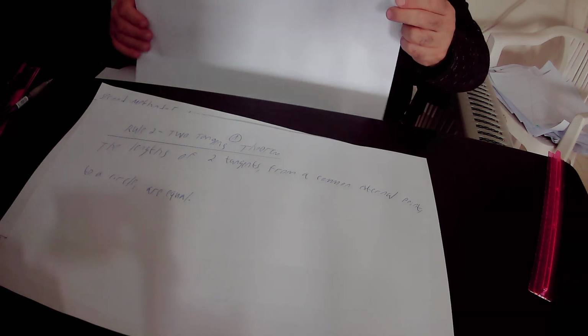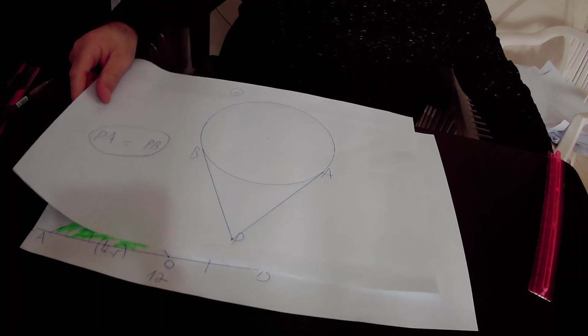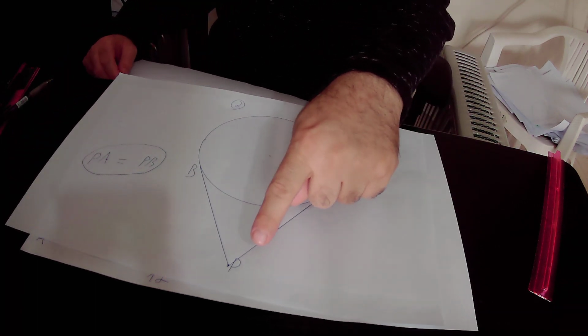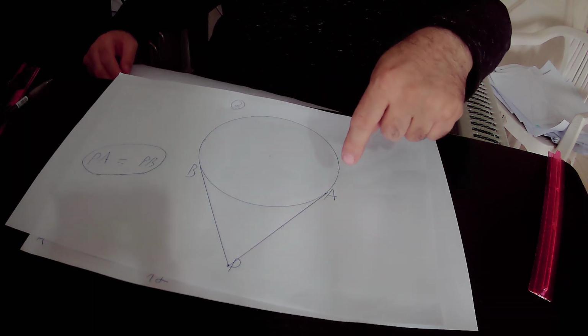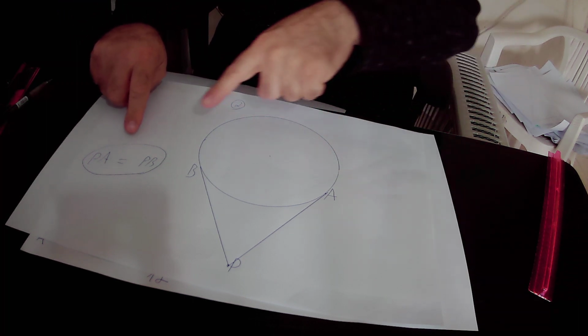So what is the meaning of rule number 2, or the two tangents theorem? The meaning of rule number 2 is that if we have this circle and we have the external point P, and from the external point P we draw two tangents to this circle, then the lengths of those two tangents will be equal to each other. In this case, PA will be equal to PB.